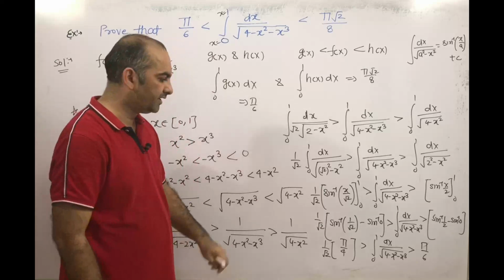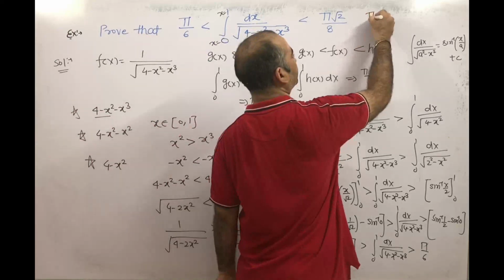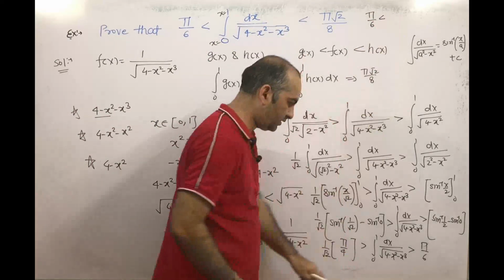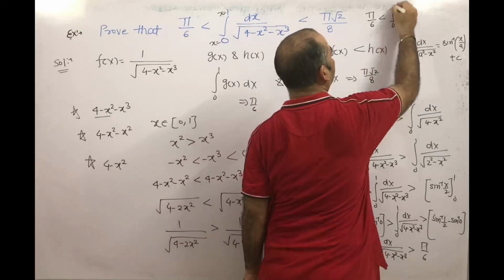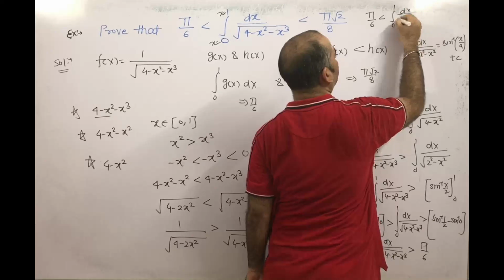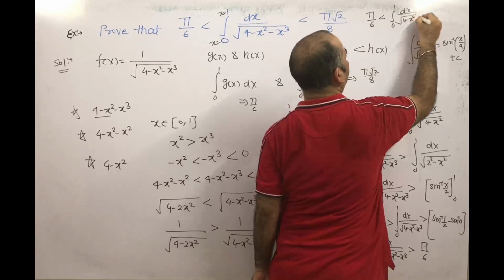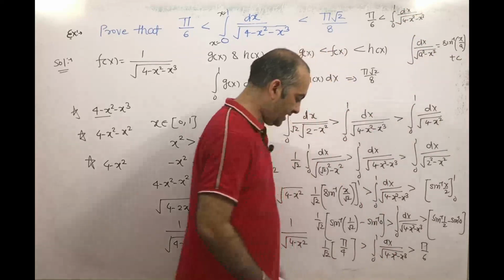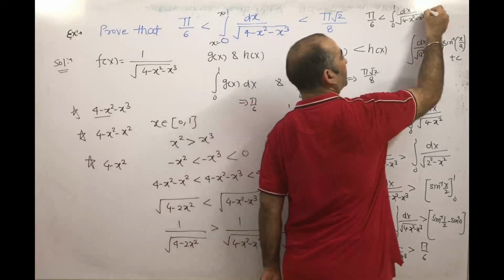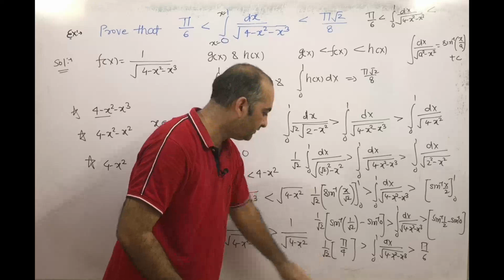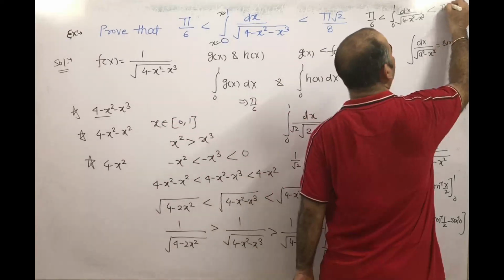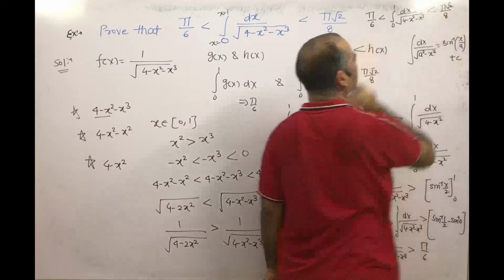Okay, so here what we can write? See, pi by 6 is less than this one. So integration 0 to 1 dx divided by root over 4 minus x square minus x cube is less than pi by root 2 into 4. So this one we can write as pi root 2 divided by 8. So that's your proof.